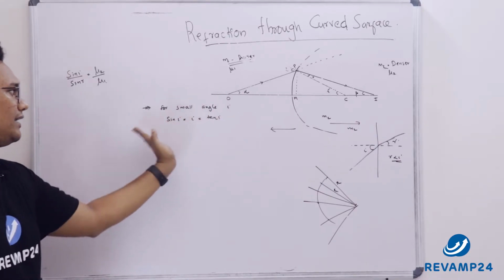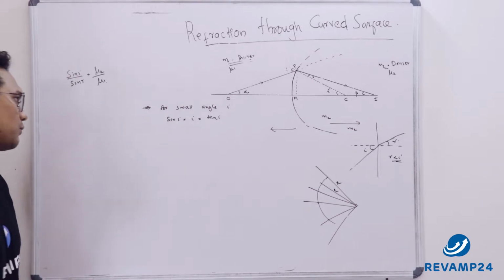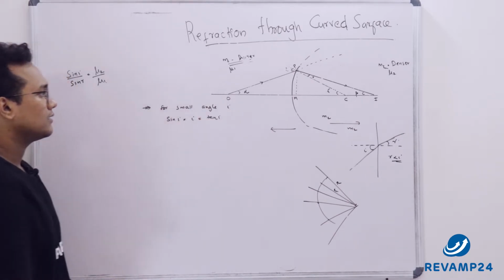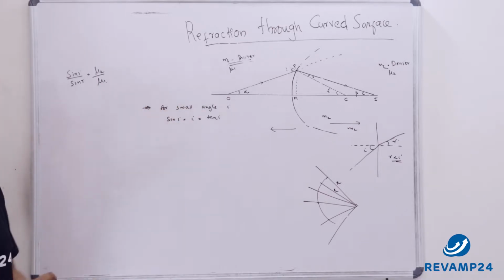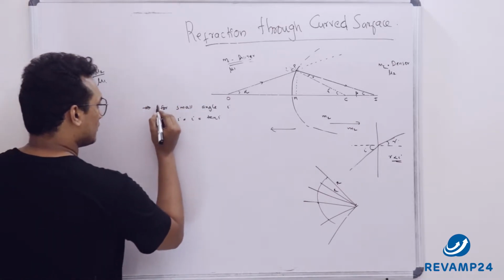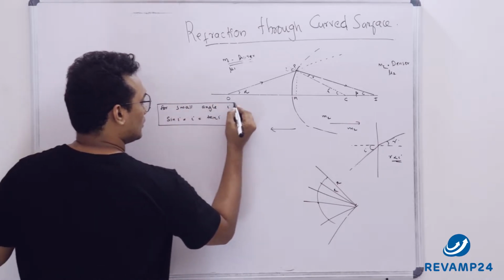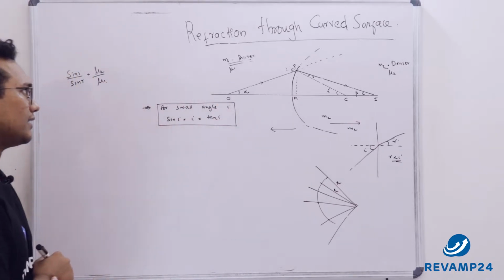So any interchanging is possible between these three terms. These three are equal only for a small angle. Okay, so this is what we are doing in addition when we are considering a curved surface.